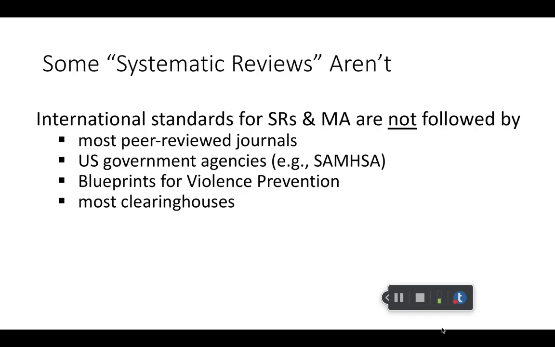It's important to say that some reviews that are called systematic reviews aren't. They don't meet these basic standards, and these international standards for systematic reviews and meta-analyses are not followed by many peer-reviewed journals, by U.S. government agencies, including the Substance Abuse and Mental Health Services Administration, by prestigious professional groups, including Blueprints for Violence Prevention, and by many clearinghouses, including the California Child Welfare Evidence Clearinghouse.